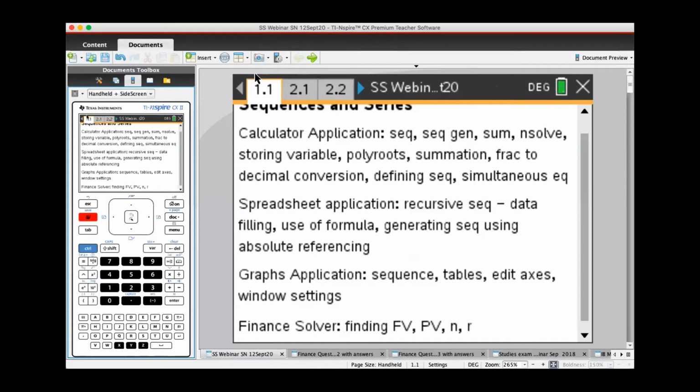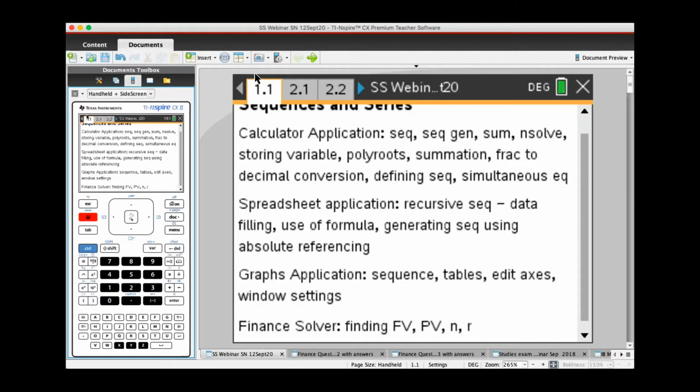So today the focus is just on sequences and series, but through this workshop, you would be able to appreciate how different applications can be used and how they're dynamically linked. I'm going to use examples across the curriculum, the AI curriculum and the AA curriculum, for both standard level and the higher level.